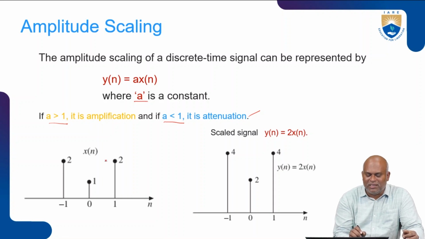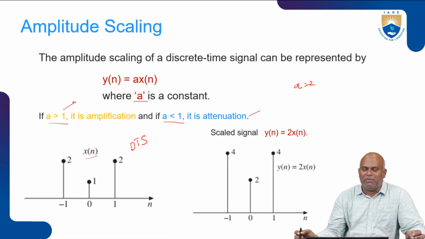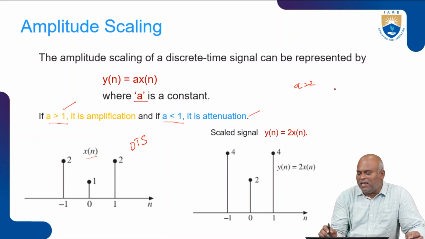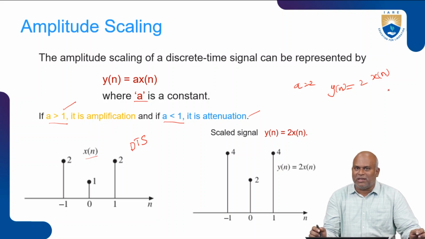For example, here I take x of n from -1 to +1, where the amplitude at -1 is equal to 2, at 0 is equal to 1, and at 1 is equal to 2. I take this as a discrete time signal, that's why I represent it as x of n. Next, I take a value equal to 2. That means it satisfies amplification. Then y of n is equal to 2 times x of n, increasing x of n by 2 times.